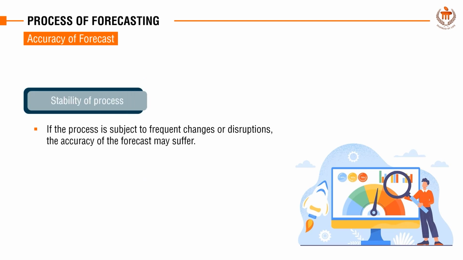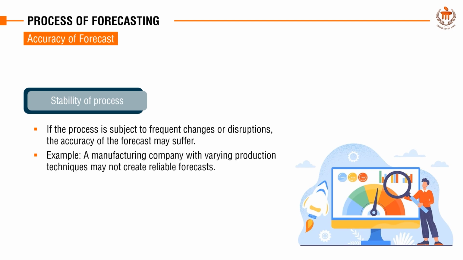Stability of process. The stability of the process underlying the forecast is critical. If the process is subject to frequent changes or disruptions, the accuracy of the forecast may suffer. For example, a manufacturing plant that regularly adjusts production techniques may find it challenging to create reliable forecasts due to the variability in output quality and efficiency.